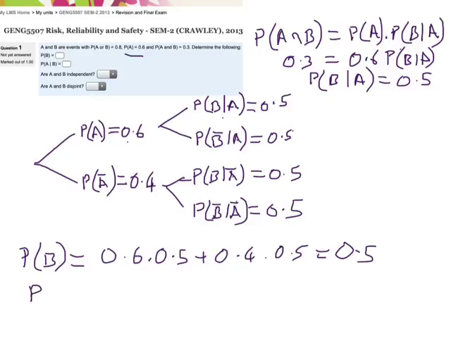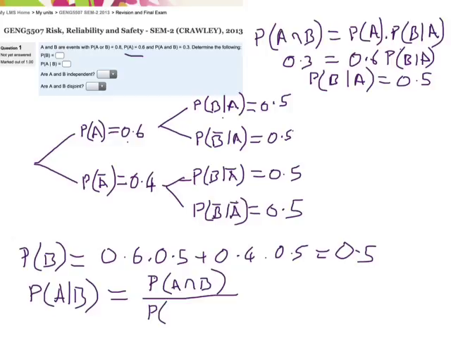The probability of A given B is going to be equal to the probability of A and B, divided by the probability of A and B and the probability of, well, not A and B.